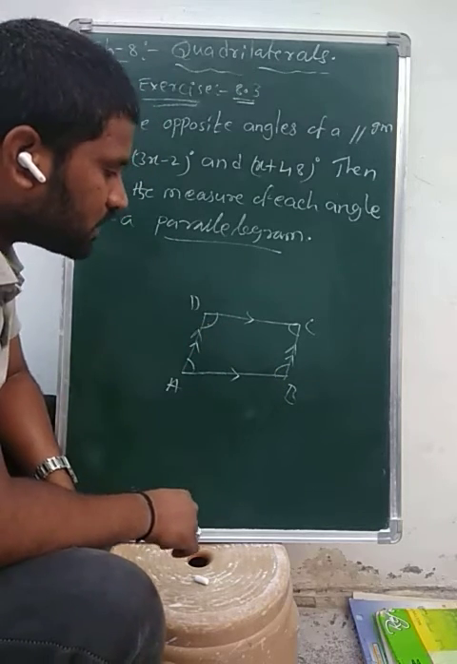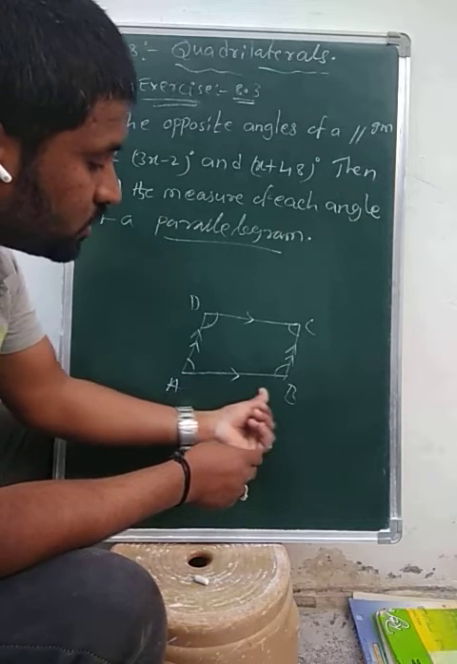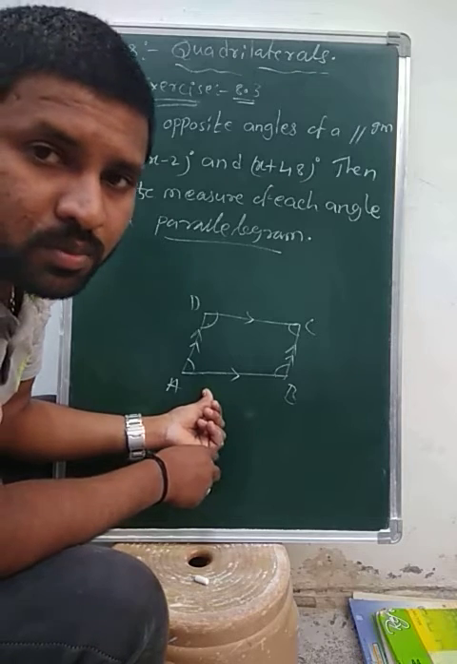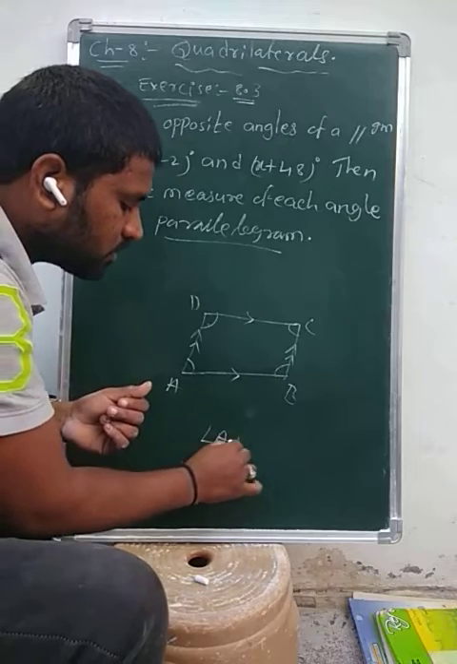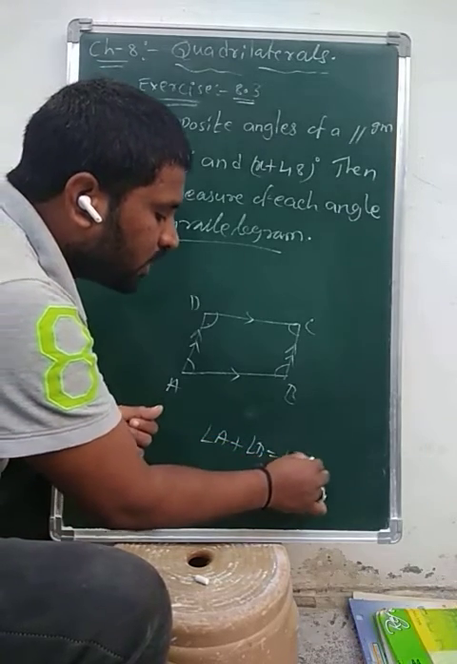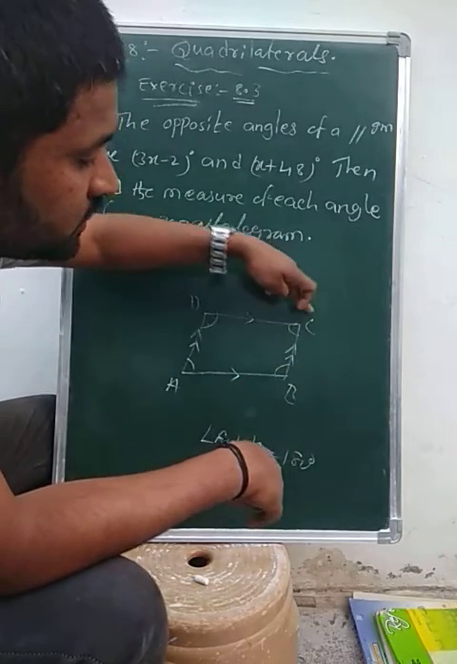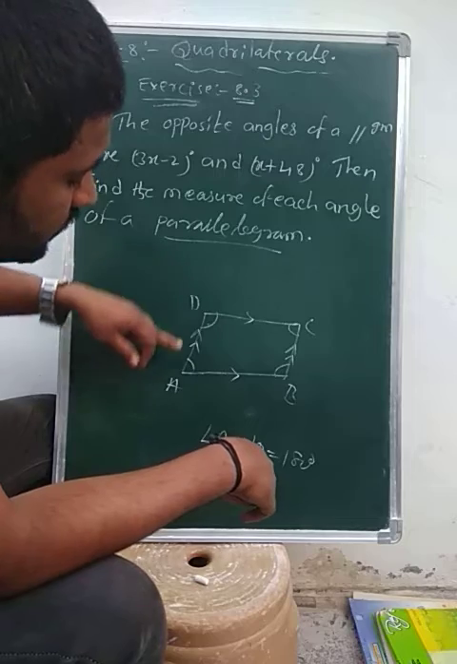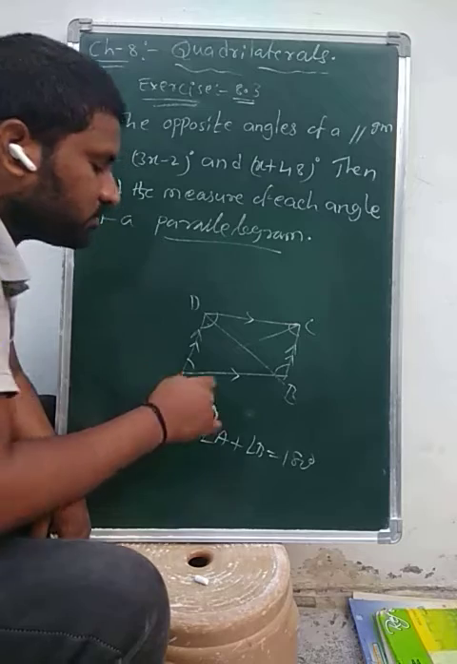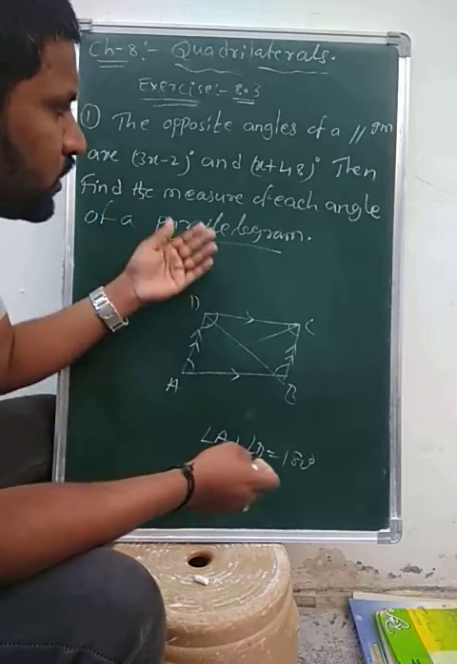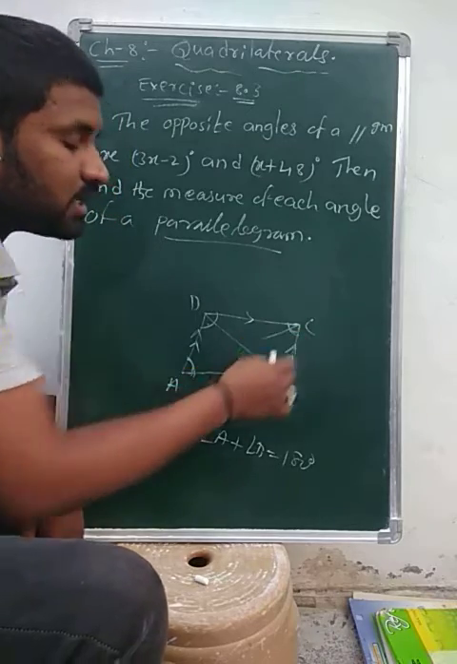And as well as adjacent angles, the sum of two consecutive angles is supplementary. That is, angle A plus angle B is equal to 180 degrees. In the same manner, angle B plus angle C is equal to 180, angle C plus angle D is equal to 180, and angle D plus angle A is equal to 180 degrees. And the diagonals are not equal. Coming to the question, just now I said opposite angles are equal in a parallelogram.